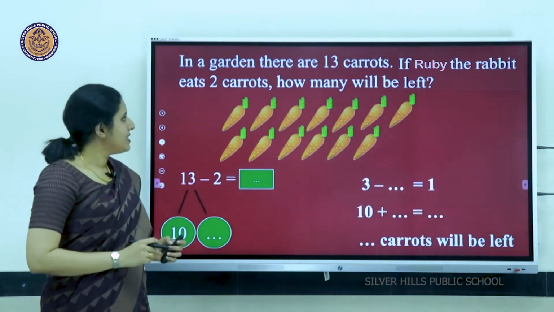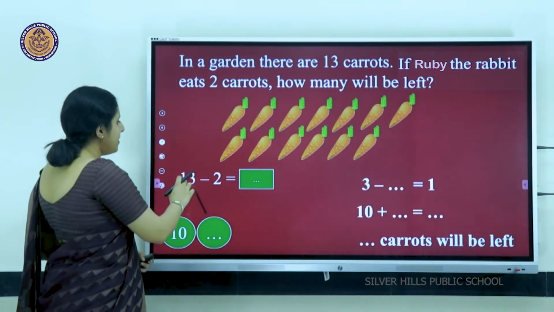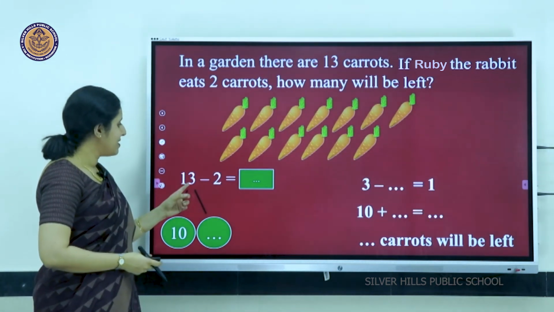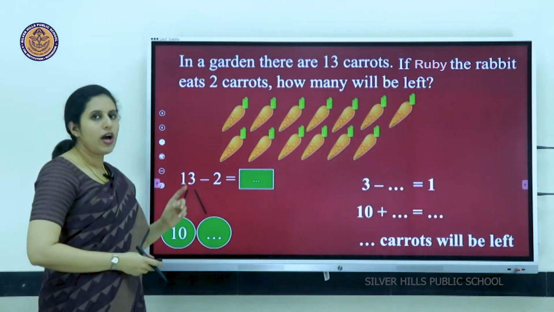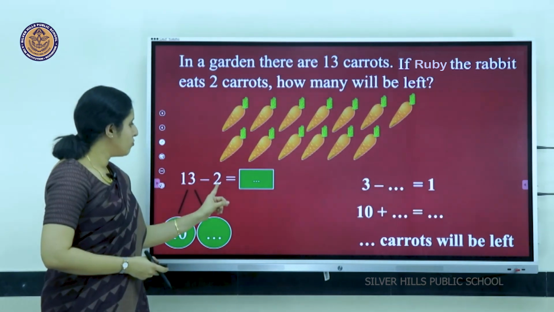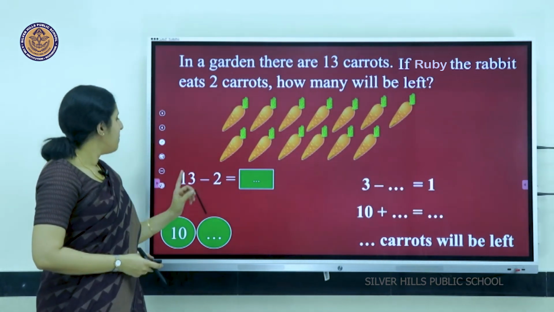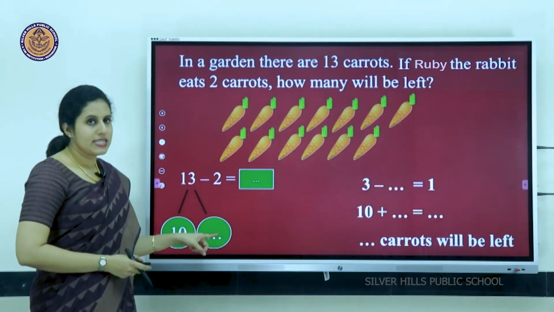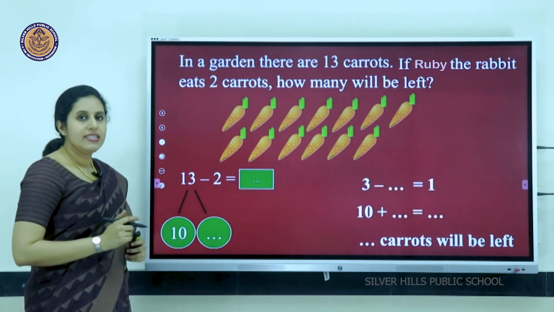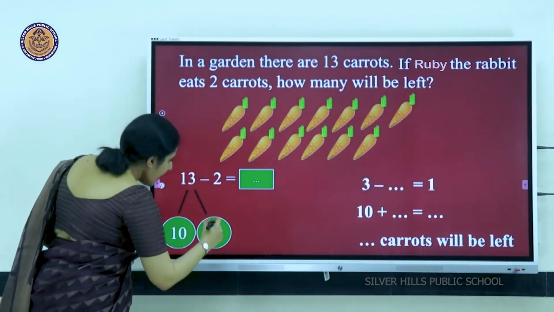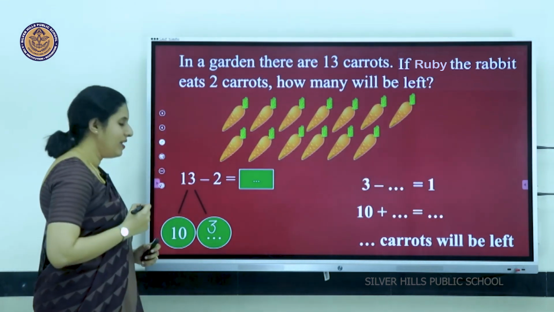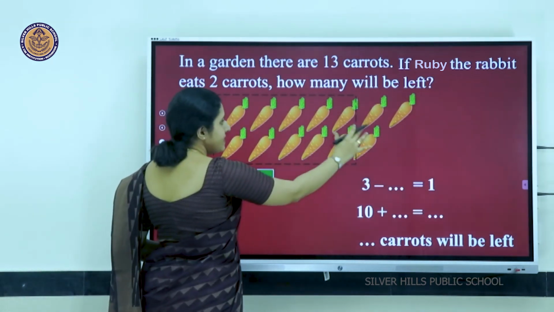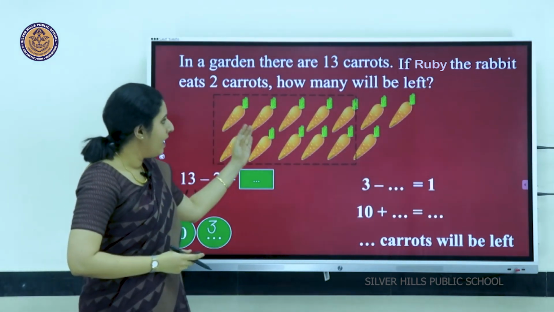Let us see how that is done. See, part of the answer has already been given to you. 13 minus 2. Why is it written as 13 minus 2? Yes, 13 carrots are there in the garden and from that 2 are eaten by the rabbit. So, 13 minus 2. Let us find out the answer later. Before that, let us see how 13 can be split into a 10 and some ones. How can we split 13 as a 10 and ones? Yes, 10 and 3 will give you 13. That means we are splitting these 13 carrots as 10 and 3.